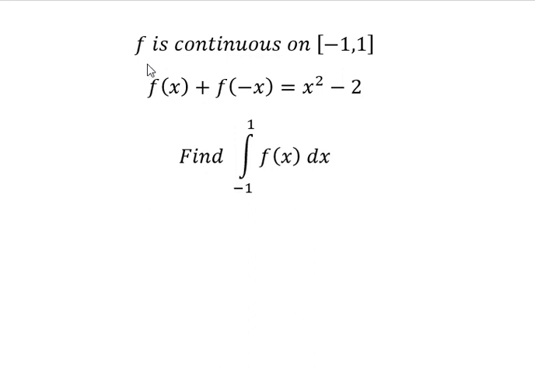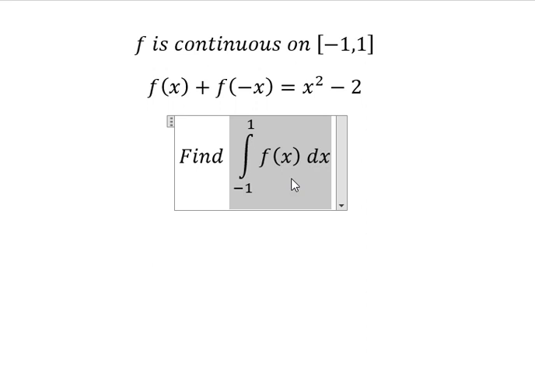Suppose that the function is continuous on negative 1 to positive 1. We have the function in here. They want to calculate about this one. So now I will show you how to answer.